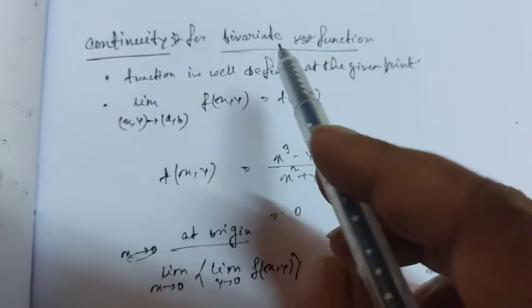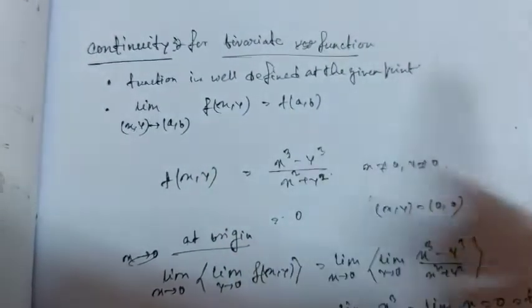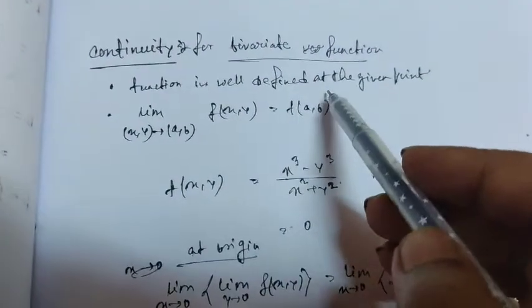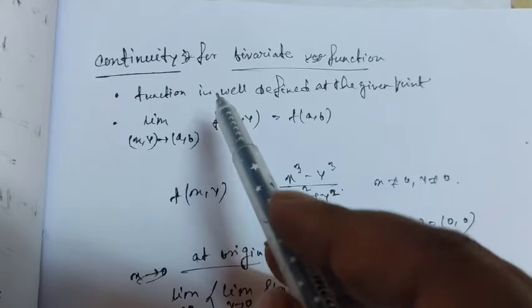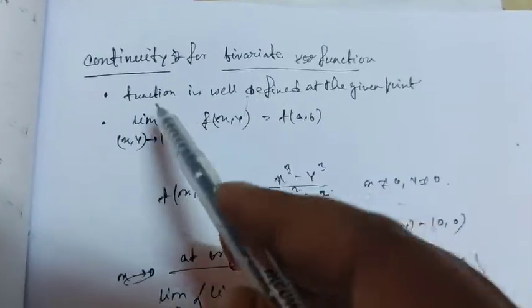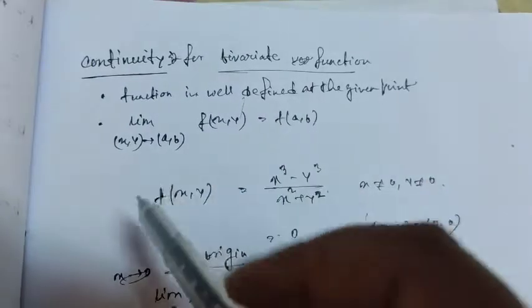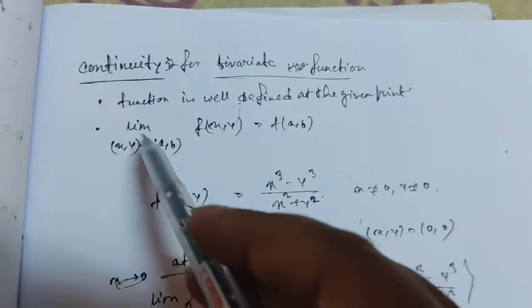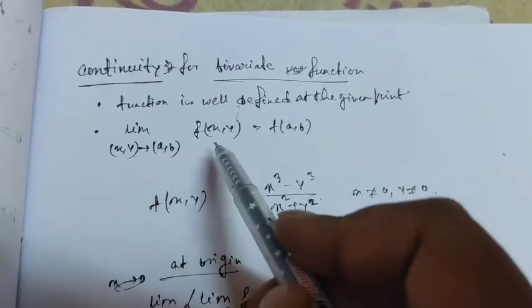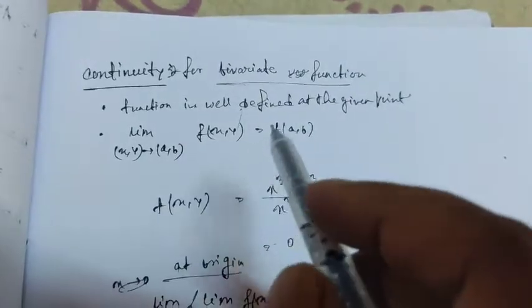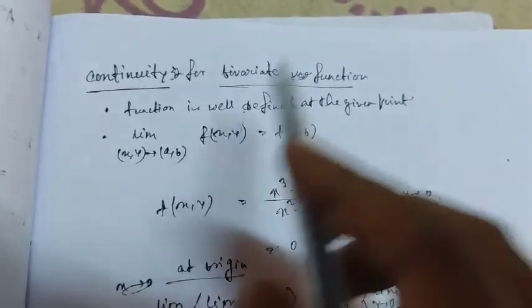We can show a bivariate function is continuous if it follows these two conditions: the function is well defined at the given point, say (a, b), and the limit as (x, y) tends to (a, b) of f(x, y) is equal to f(a, b). That means the limit must exist at the point (a, b).